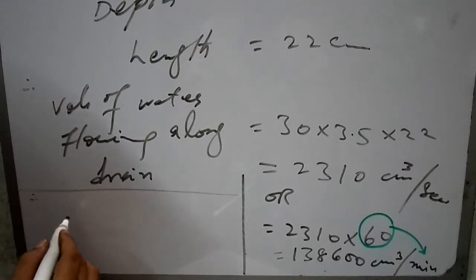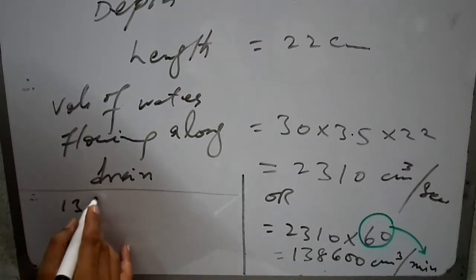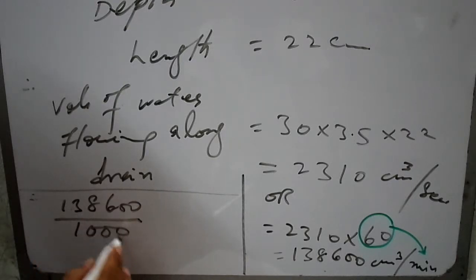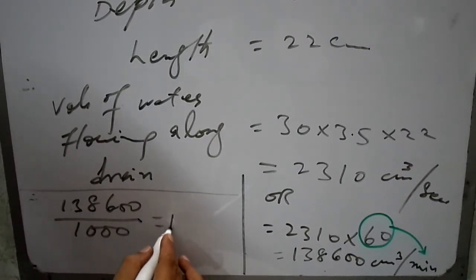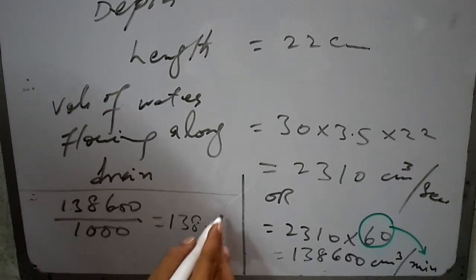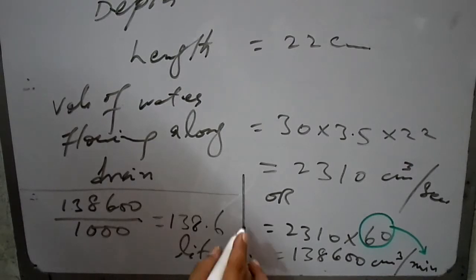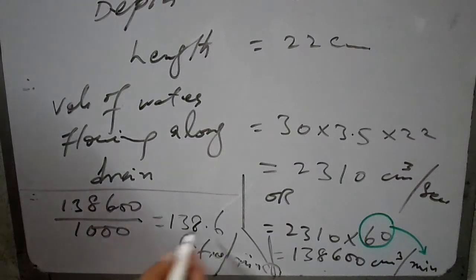Therefore 138,600 divided by 1000, so you will get 138.6 liters per minute. That is your result. 138.6 is the required result.